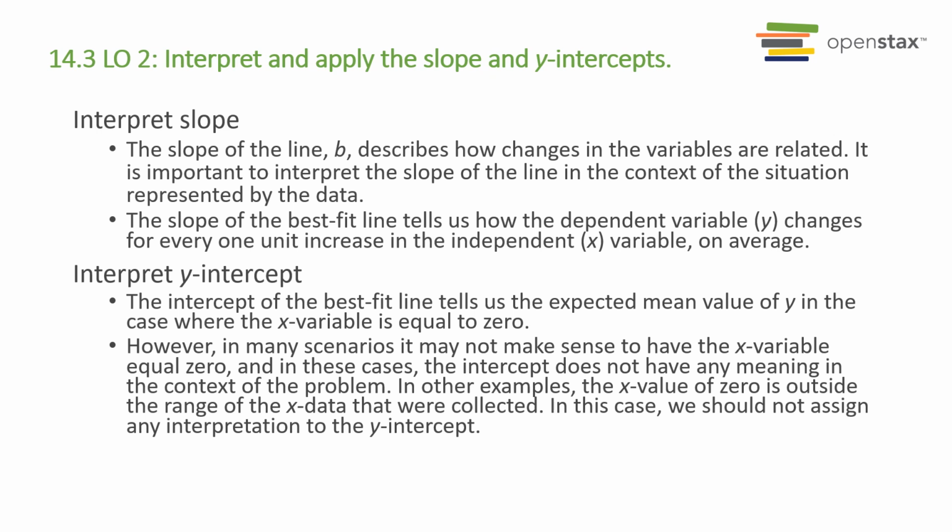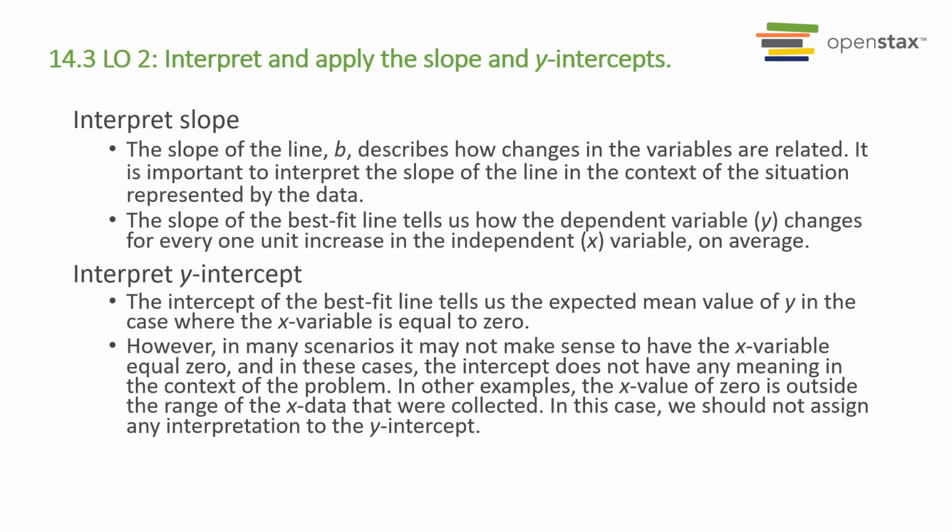The slope of the line, b, describes how changes in the variables are related. It is important to interpret the slope of the line in the context of the situation represented by the data. The slope of the best fit line tells you how the dependent variable y changes for every 1 unit increase in the independent x variable on average.